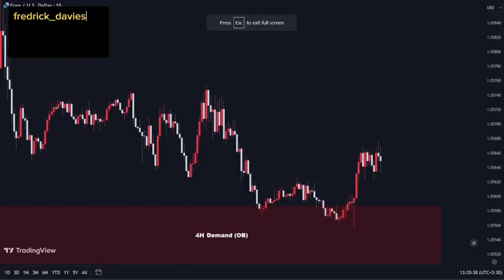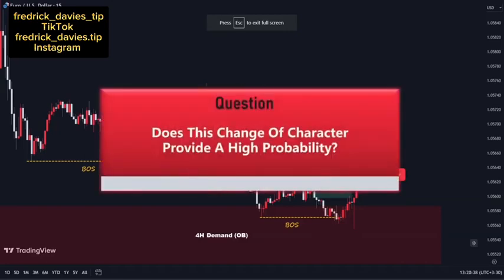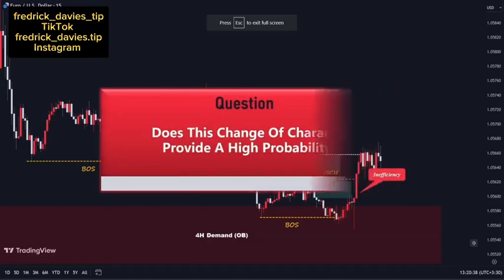Here, on the 15-minute time frame, we see that the price was in a downtrend until it reached the 4-hour time frame's demand zone. After reaching this zone, the price reversed, moved to the upside, broke the 2 successive structures, and left a great inefficiency behind. So, a crucial question arises. Does this change of character provide a high probability, or does it carry a high chance of winning if we use it to execute trades?